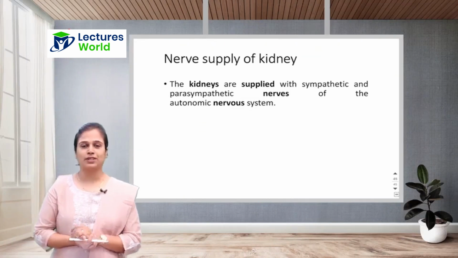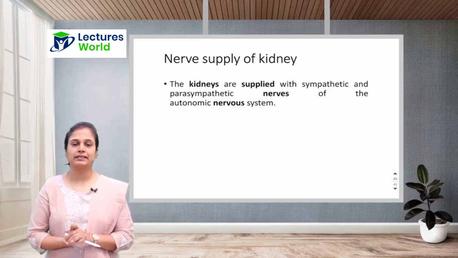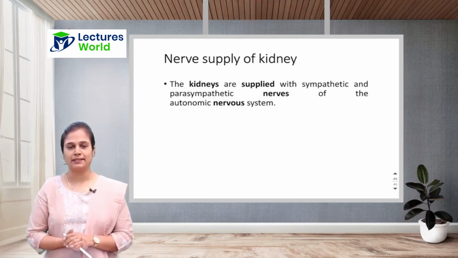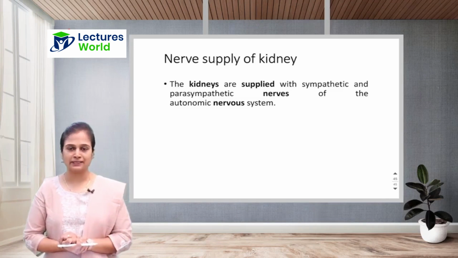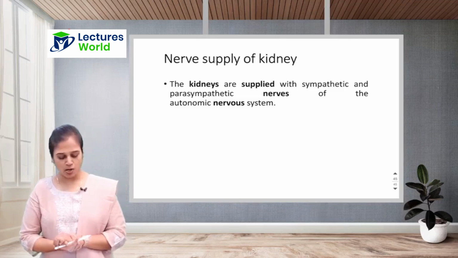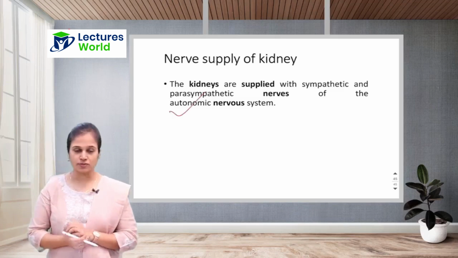Now we will talk about the nerve supply of the kidney. Kidneys are supplied with the sympathetic and the parasympathetic nerves of the autonomic nervous system. It is supplied by both the sympathetic and the parasympathetic, which are part of the autonomic nervous system. So this is about the nerve supply of the kidney.